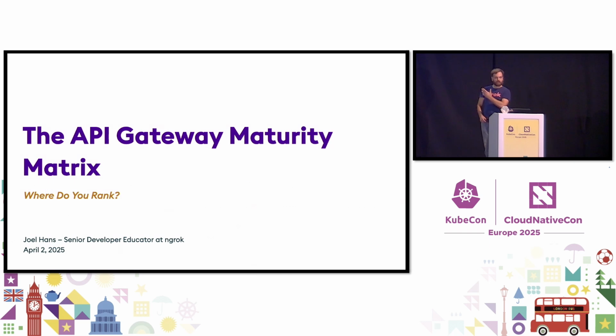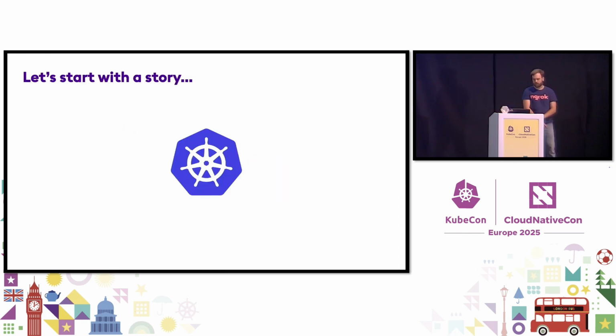Today we're going to talk about an API Gateway Maturity Matrix. My name is Joel Hans. I do a lot of DevRel things at ngrok, and I love stories, so I want to start with a story that I hope will unfortunately resonate with many of you.